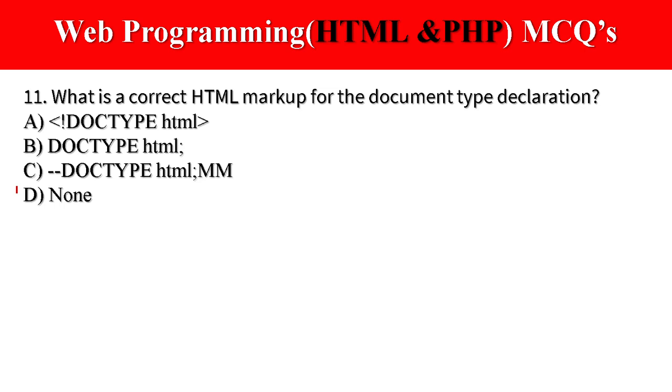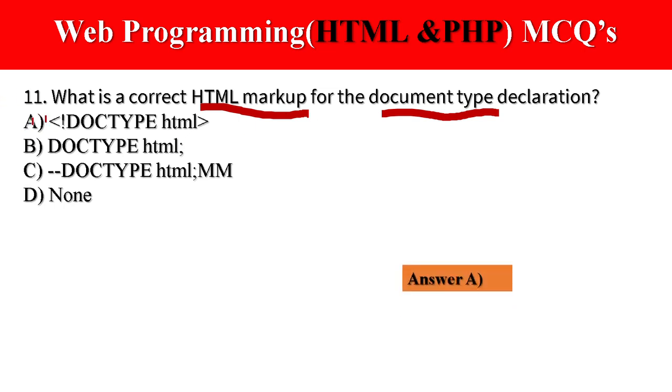11. What is the correct HTML markup for the document type declaration? For the document type declaration, the correct syntax or markup is A. There is an angle bracket, an exclamation mark, then doctype, then HTML. As you know, HTML is not case sensitive. We can write it in capital letters, caps lock, or small case. So A is the correct answer.